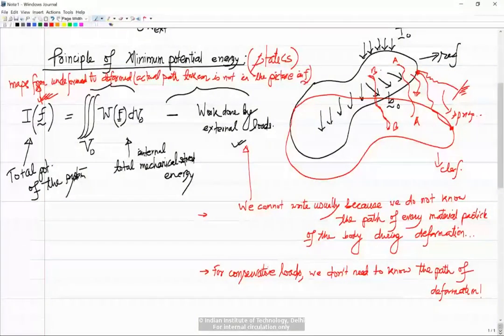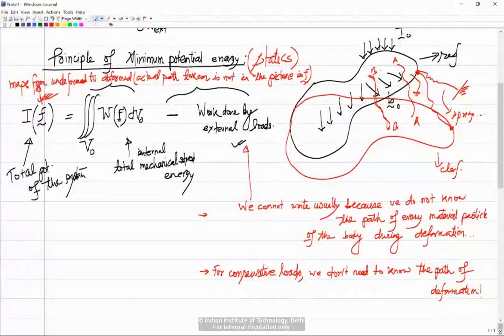See, in statics, we just want to know if you have applied some load to a body, what is the final deformed shape of the body. So this is what the problem is here. For such a problem, you don't know the actual path taken, so you cannot write down the work done.